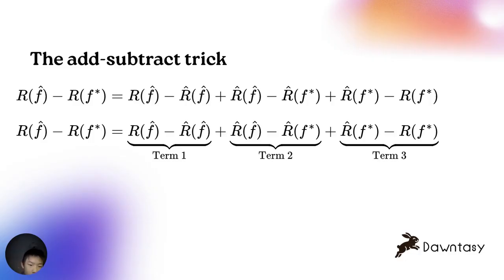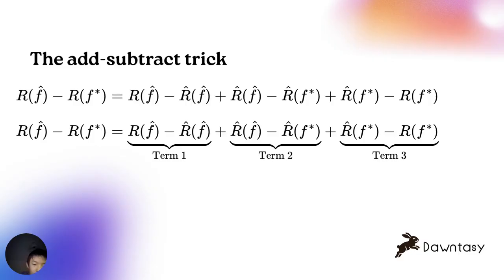So we can see here that the excess risk is thus equal to the true risk of the empirical minimizer subtracted by the empirical risk of the empirical minimizer, and immediately add that back again. Subtract that from the empirical risk of the oracle model, add it back again, and finally we have our final one, which is the true risk of the oracle model. So far, this adding and subtracting doesn't really do much.